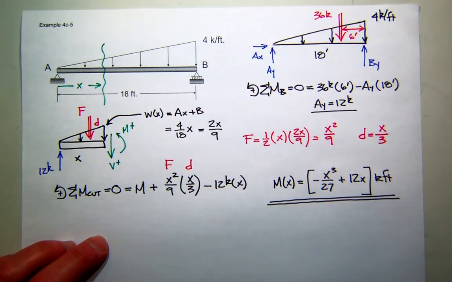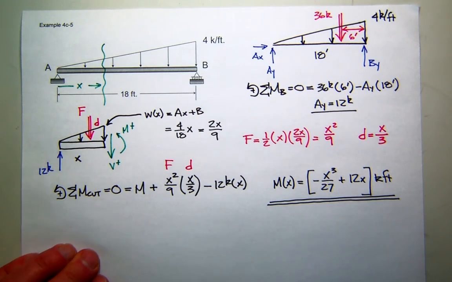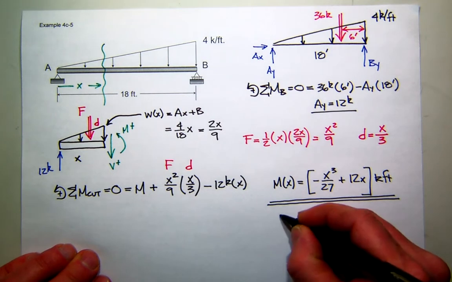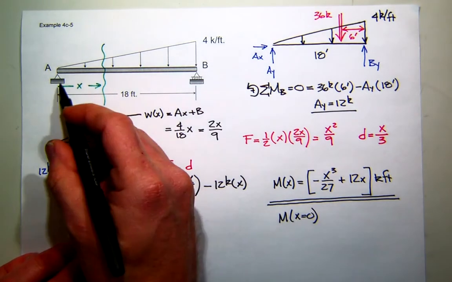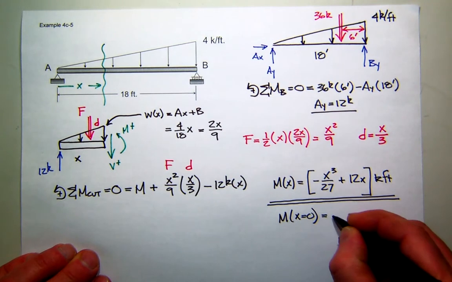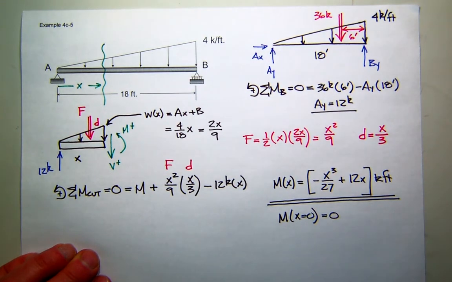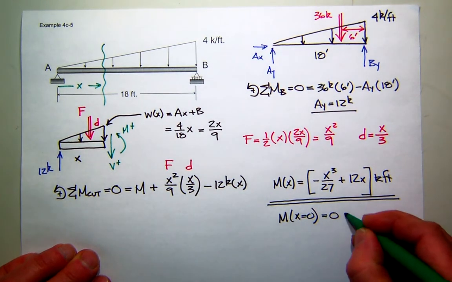Did I do that right? Yeah. Can we check that? Do we know the moment anywhere in the structure? I think at x equals 0, which is at A, what's the moment equal to? 0. So you plug in x equals 0 and you get 0. Yes.